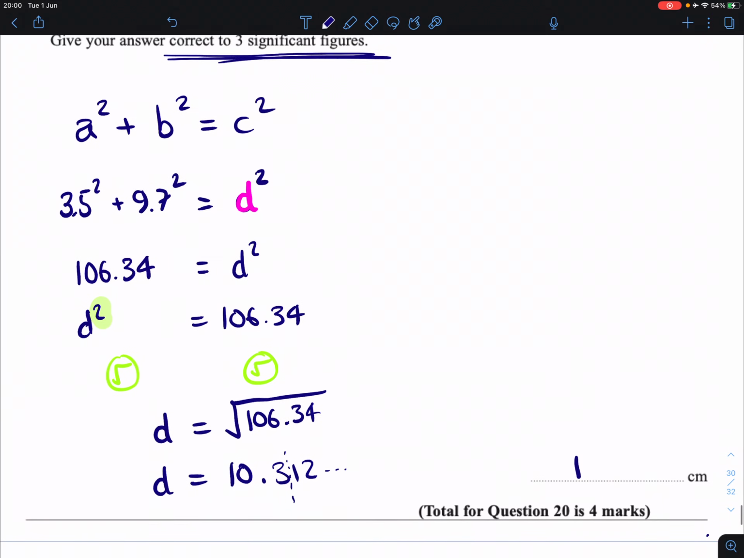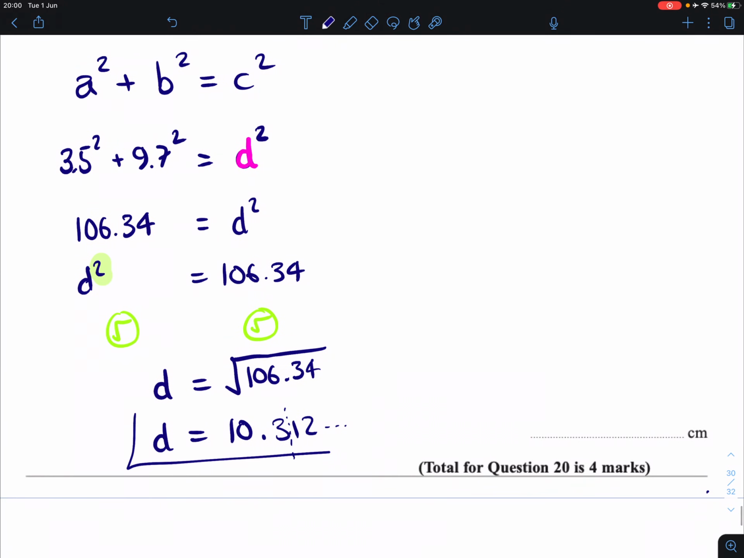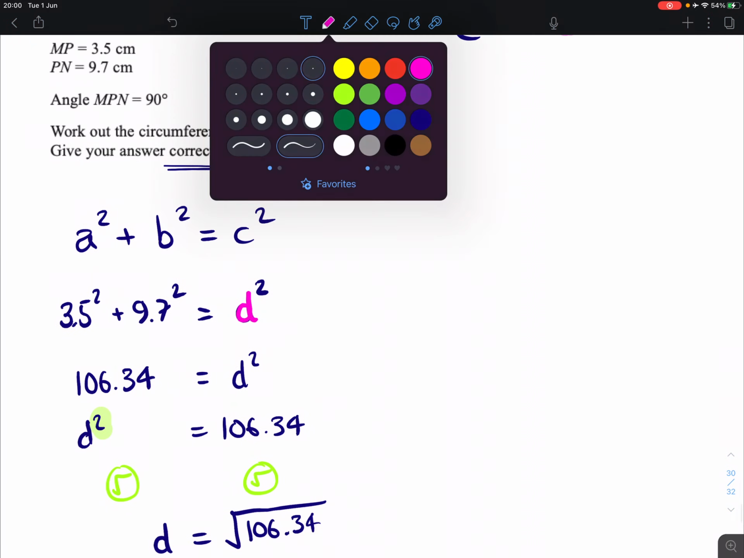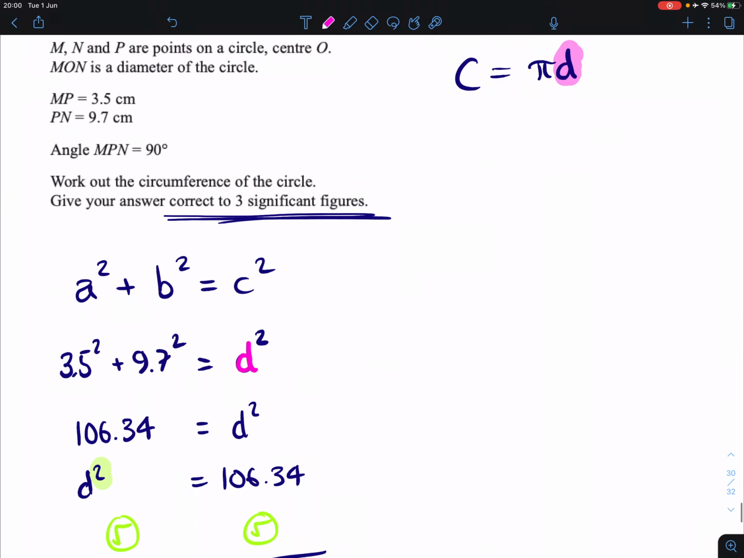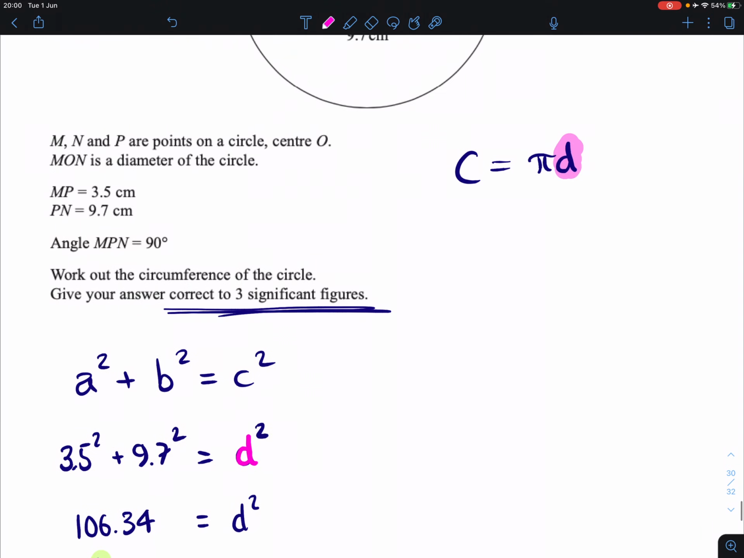Oh, I'm almost getting ahead of myself now. Yeah, almost got ahead of myself. We're not done yet. 10.3 is just the length of the diameter, right? Always double check to make sure you've read the question properly. So 10.312, so on and so forth. We actually want to keep all of that number because we're not done yet. Don't round until the final answer.